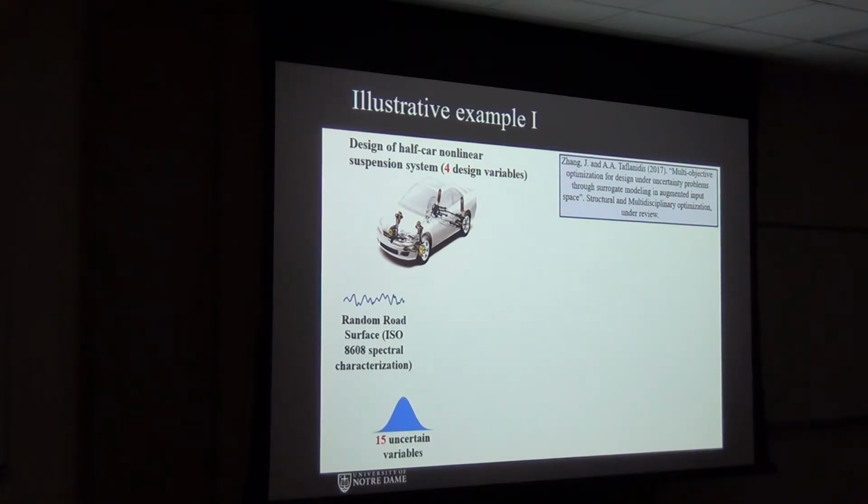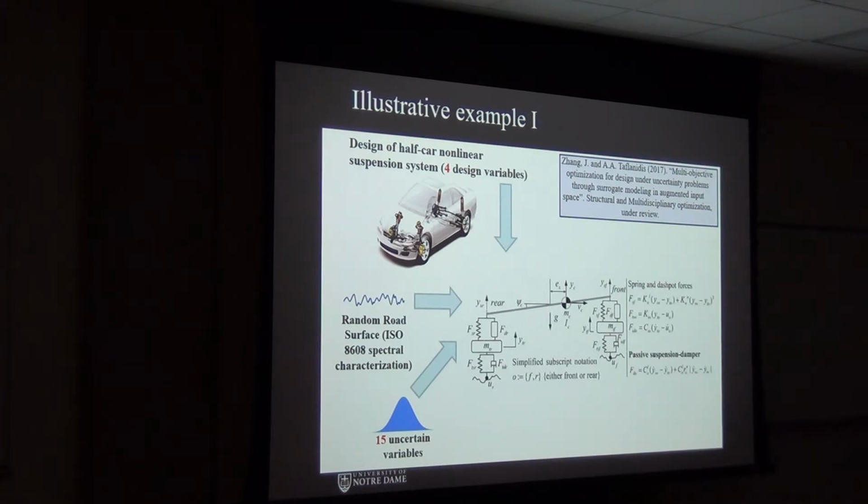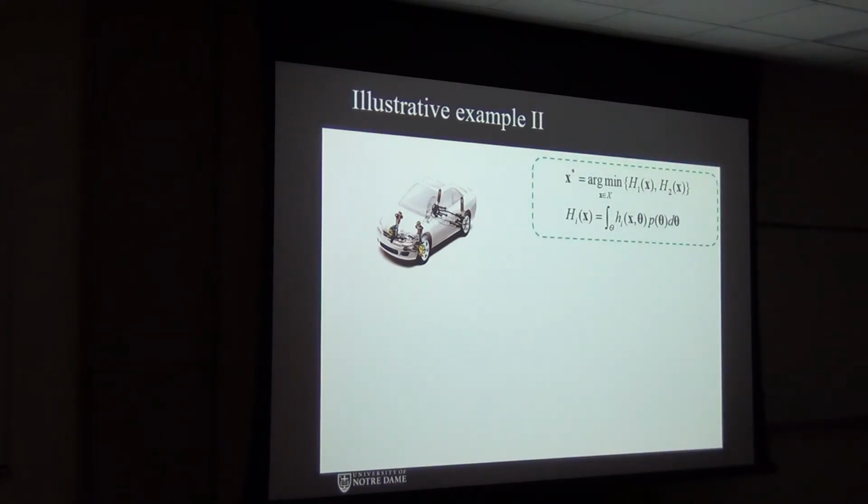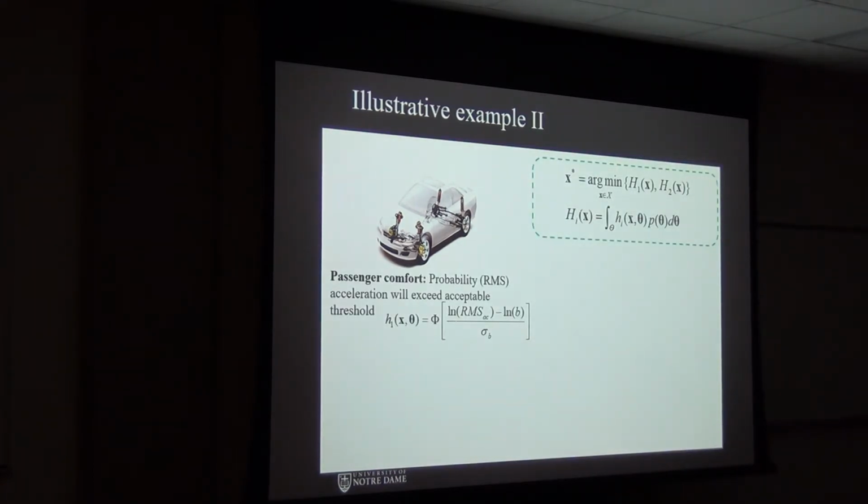illustrative example. Here I'm going to try a mechanical engineering problem: a car driving on a rough road, where we use a spectral characterization of all the characteristics of the car that we consider uncertain. We try to design the bilinear passive suspension damper for the car. My first objective is passenger comfort, the comfort of the driver, which we can measure through the RMS acceleration. Since you're driving on a road characterized as a stochastic process, we look at the probability that the RMS acceleration will exceed some acceptable threshold at which the driver starts being nauseated.